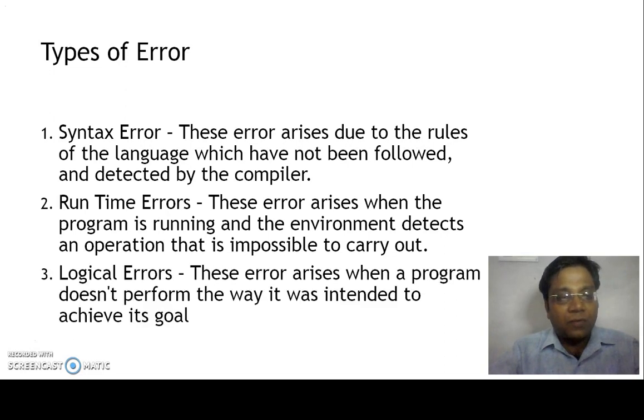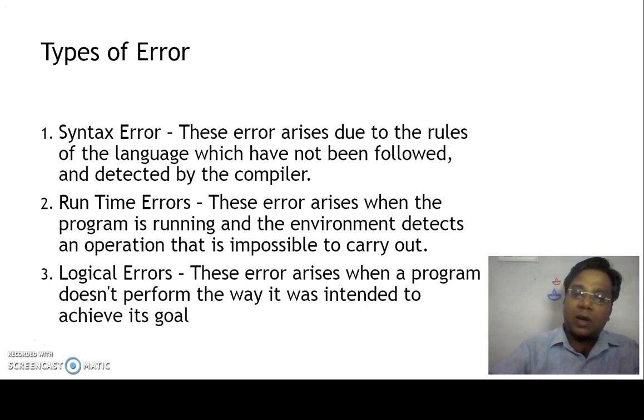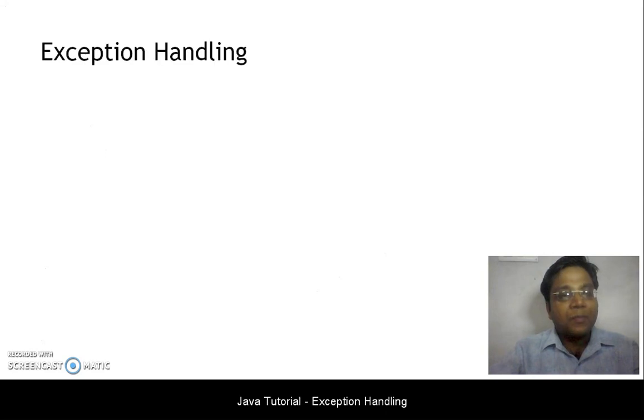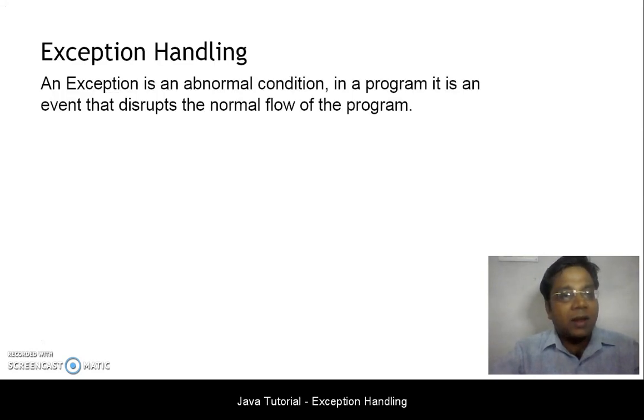The third type of error is a logical error. This error arises when a program does not perform the way it was intended to achieve its goal. So there are three types of error. Then, what is exception handling? An exception is an abnormal condition in a program. It is an event that disrupts the normal flow of the program.